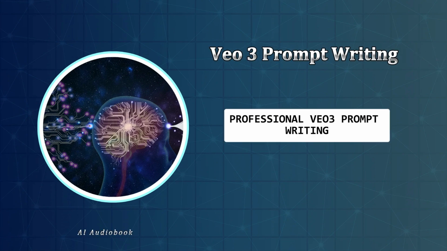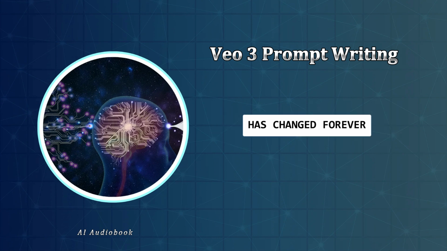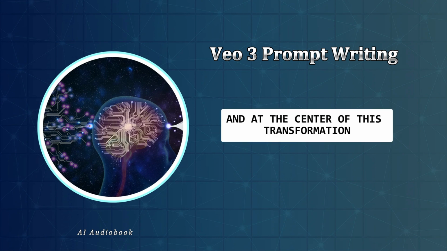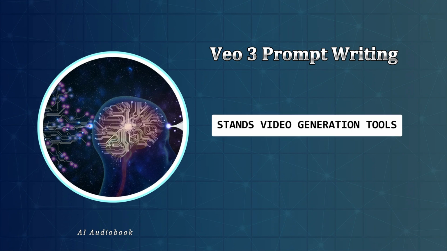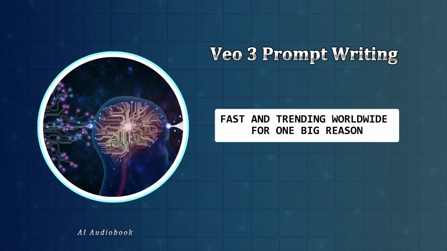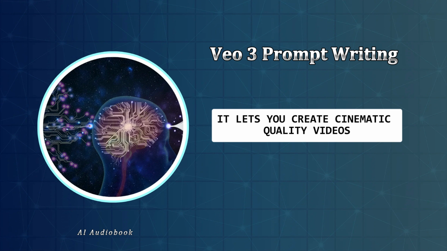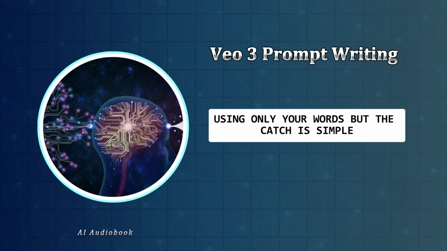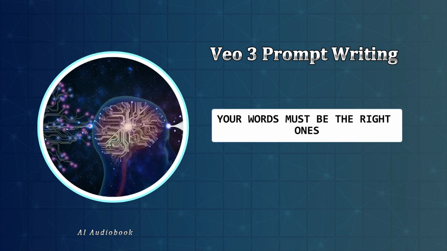Professional VO3 prompt writing. The way we communicate with machines has changed forever, and at the center of this transformation stands video generation tools like Google Veo 3. It's powerful, fast, and trending worldwide for one big reason. It lets you create cinematic quality videos using only your words. But the catch is simple. Your words must be the right ones.